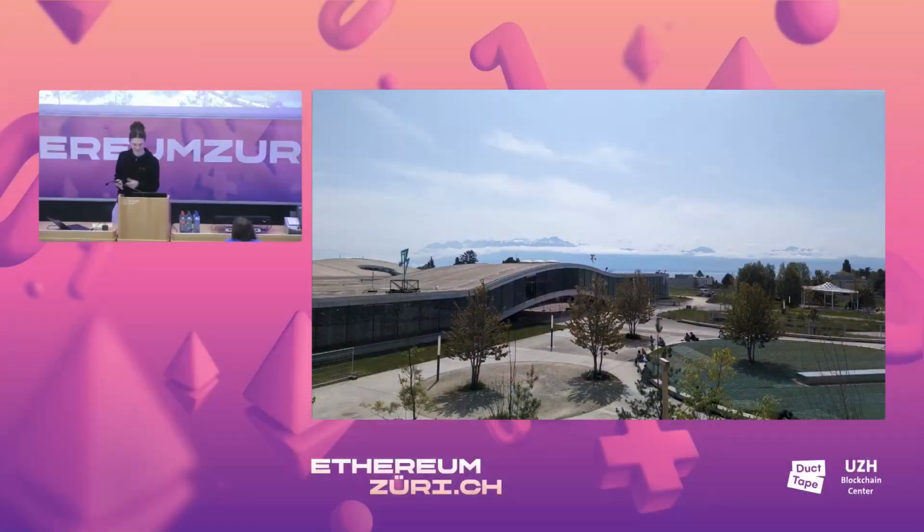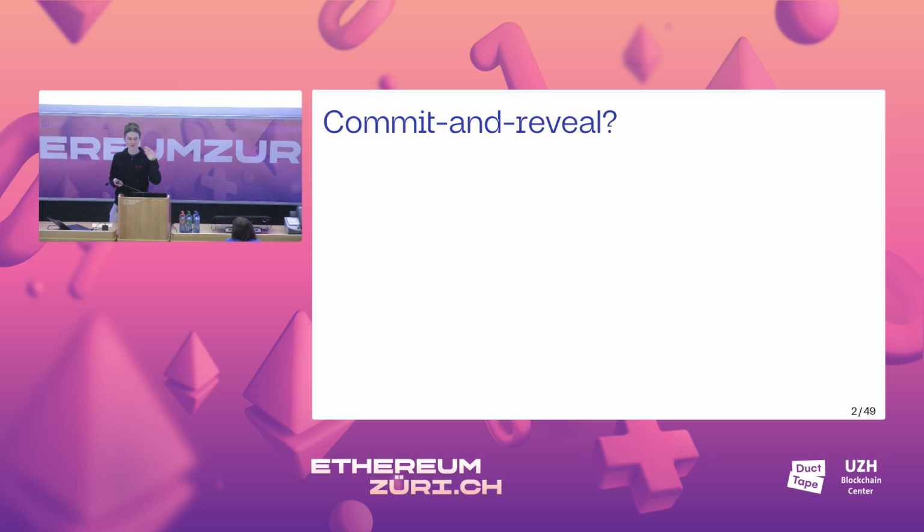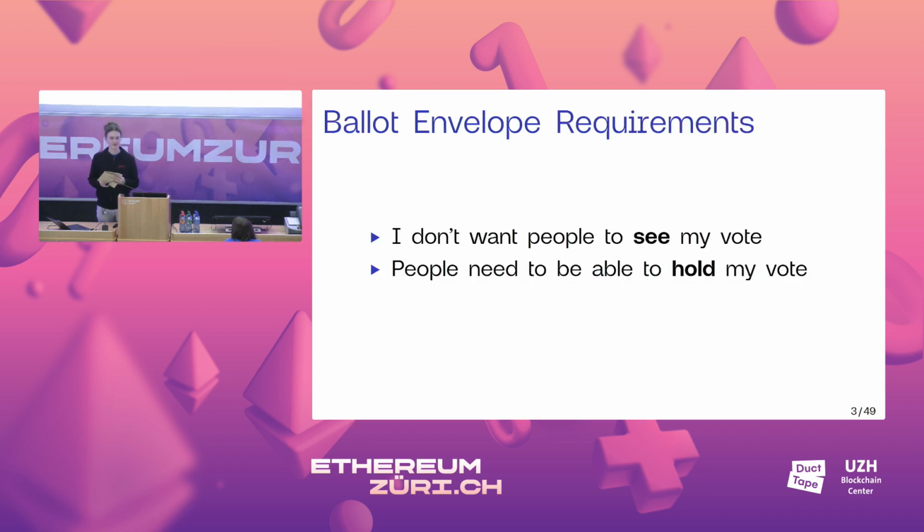So, EPFL Lausanne, I did my master thesis titled Optimizing Commit and Reveal for Smart Contracts. And to explain that, I like to start with the title. What do we mean by commit and reveal? A commit and reveal protocol is a cryptographic protocol that looks a lot like a voting envelope, like these ones. Why do we use the voting envelope and what do we get out of them? We get two things. Because I will vote, and I don't want other people to see inside the envelope because it's a secret ballot vote. But they also need to be able to take and move around the representation of my vote. So we use these voting envelopes.